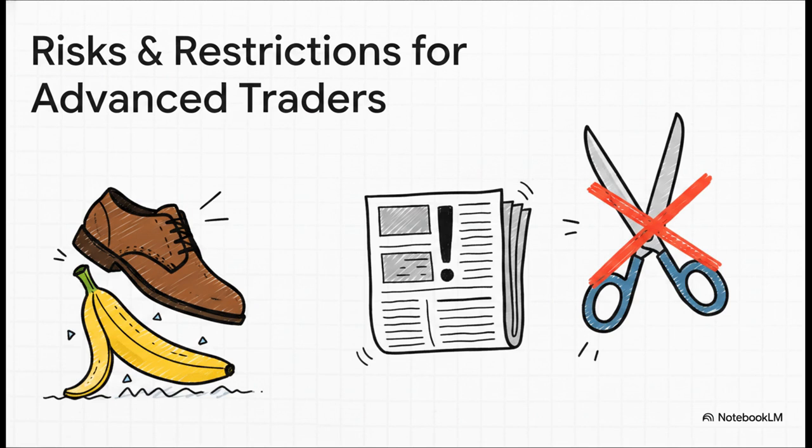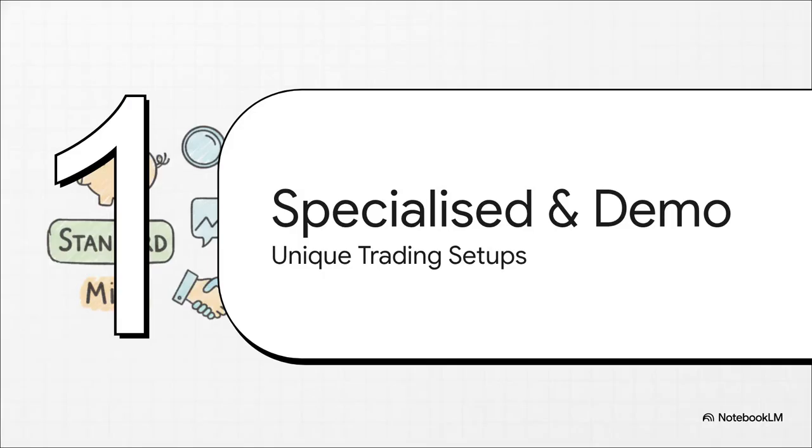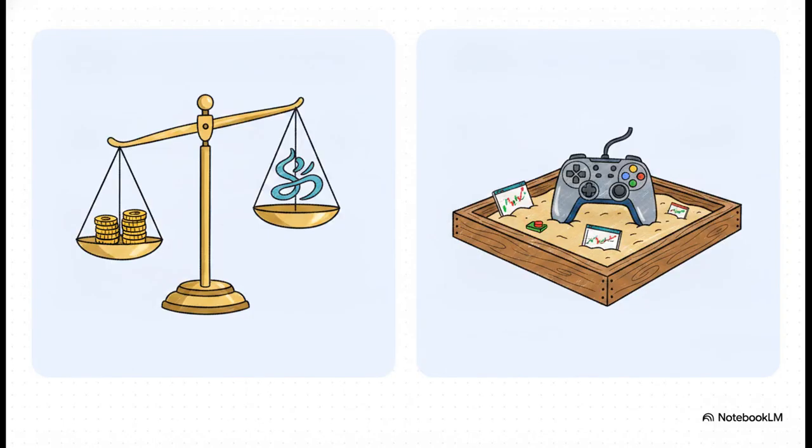No joke. You absolutely have to read the fine print. Section 4, Specialized and Demo Options. Beyond the standard stuff, you can choose setups tailored to specific needs. For instance, a Sharia-compliant, interest-free Islamic account, which totally eliminates overnight swap charges to comply with religious law.